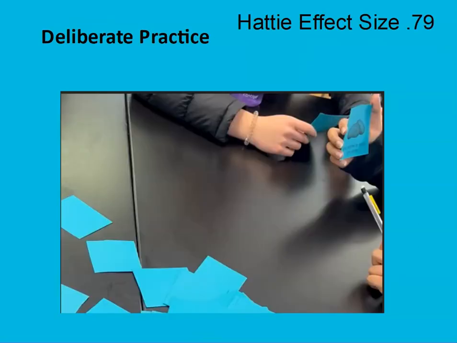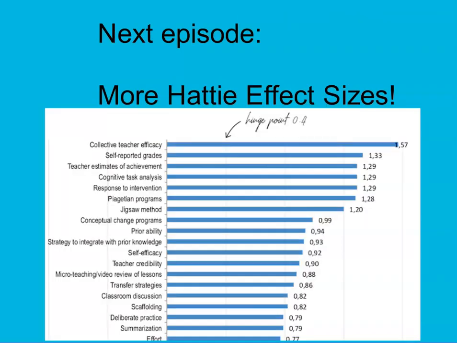Deliberate practice has a Hattie effect size of 0.79. This is also solidly built into any appropriate game. This is effortful repetition. It's adjusted through feedback at the table and from you, the teacher, working the room. Of course, the specific goal of playing the game is improving the performance of the students' skill. So we've got the deliberate practice part sewn up. In our next episode, more Hattie effect sizes.